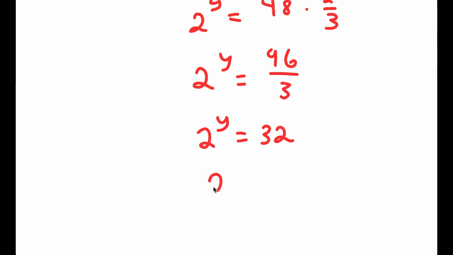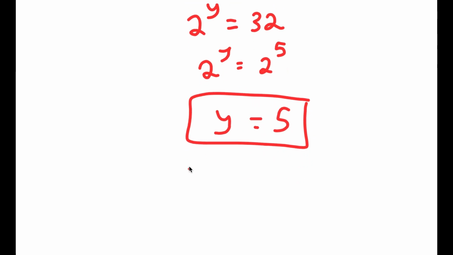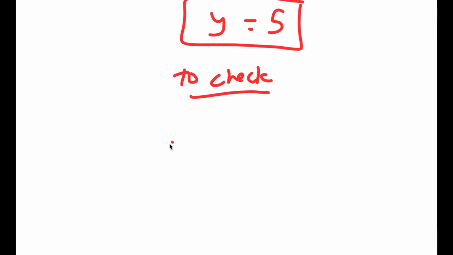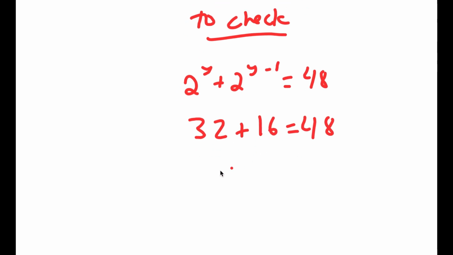Now 32 is the same thing as 2 to the power of 5. So I have 2 to the power of y is equal to 2 to the power of 5, meaning y equals 5. So now to check, 2 to the power of y plus 2 to the power of y minus 1 is equal to 48. So 2 to the power of 5, which is 32, plus 2 to the power of 4, which is 16, and 32 plus 16 is 48. So I have 48 is equal to 48, and this is right.